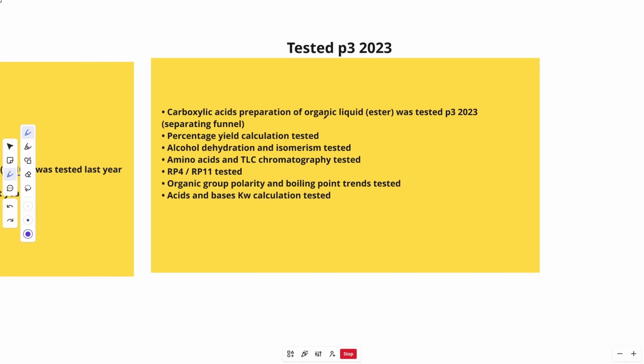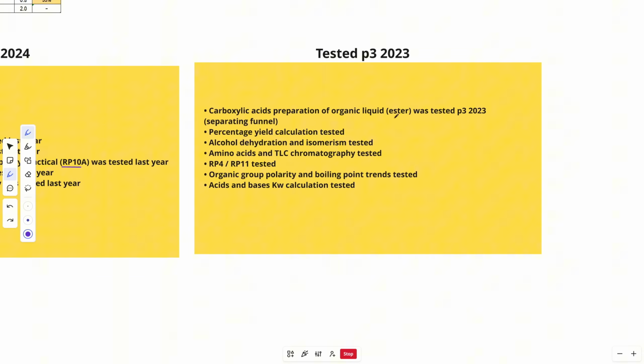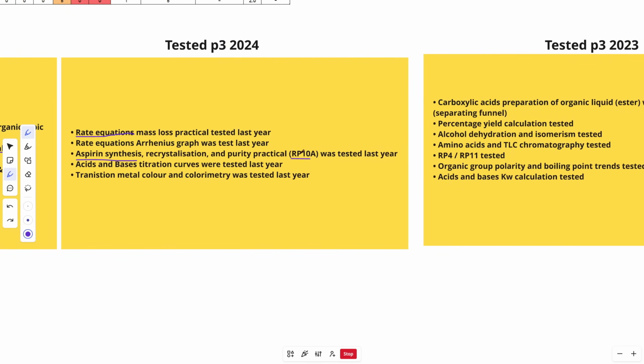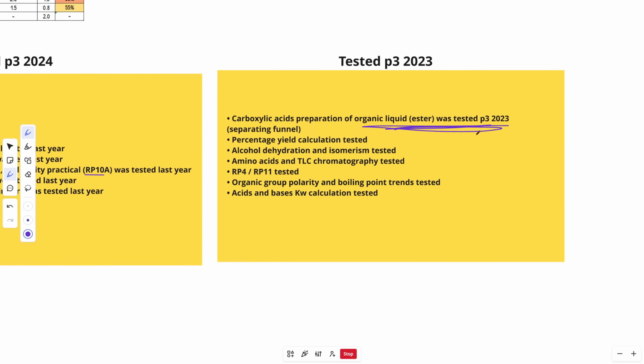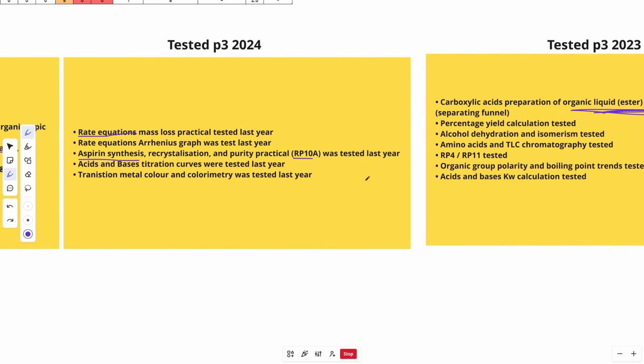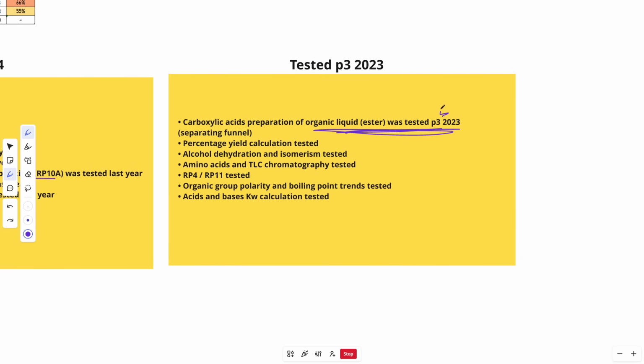So we had carboxylic acids, preparation of an organic liquid. So this was the required practical 10A tested in 2023, and then 10B, this one's 10B, my bad. And then 10A was tested in 2024. So I'd be highly surprised if they go deeper into carboxylic acids required practical 10A, considering it's come up twice in a row. They may revert back to this, or they may go in a different direction.